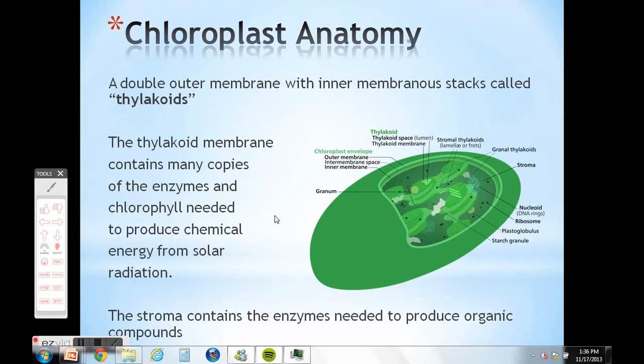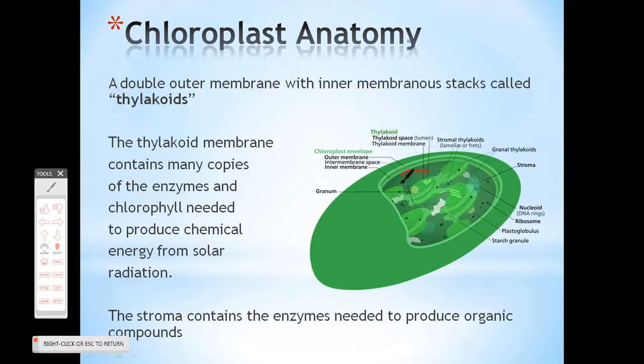The stroma is going to contain the enzymes needed to produce organic compounds. So this would be the stroma. It's all this fluid-filled space out here. Here's the label for it. There's the stroma, and it says it has all the organic compounds. So those would be your carbon-based things like CO2.